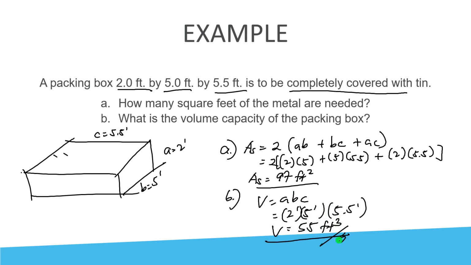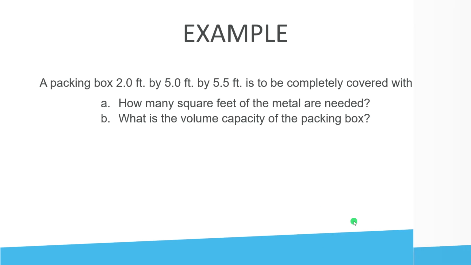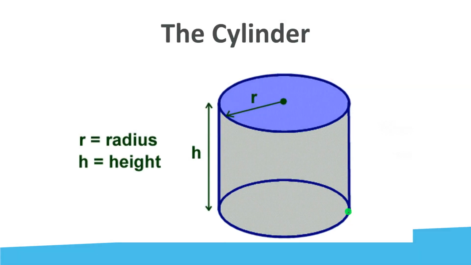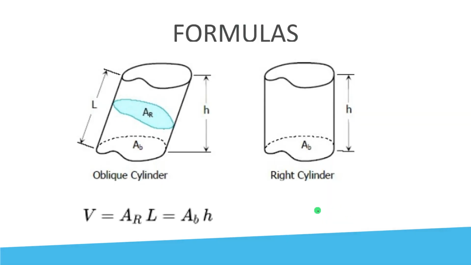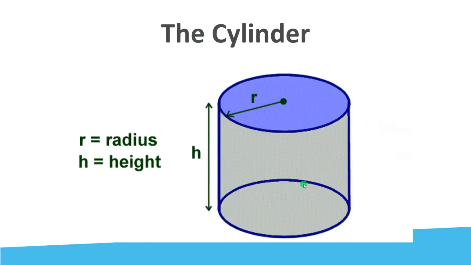Okay, next, the cylinder. It's also part of the solids, whose volume is equal to the area of the base times the altitude. So still here in cylinders, that formula is still applicable, which is the area of the base multiplied by the height.